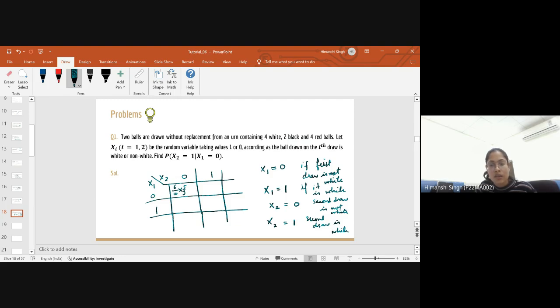Now if the first draw is not white, that is 6 by 10, and x2 is 1, the second draw is white, then we take the second draw from these 4, so this is 4 by 9 because it is without replacement. Now if the first draw is white, it is 4 by 10, and the second draw is not white, so that is 6 by 9. And if both draws are white, we take from the white ones, so 4 by 10 into 3 by 9. Is it okay? Any doubt in this?